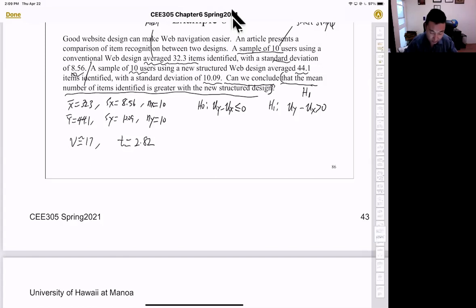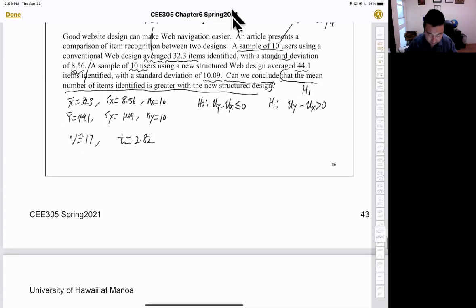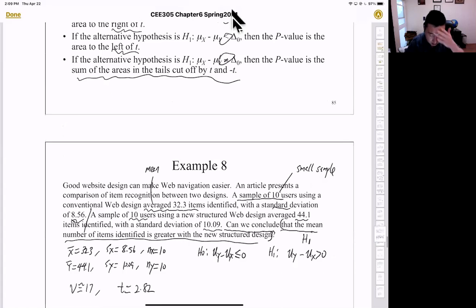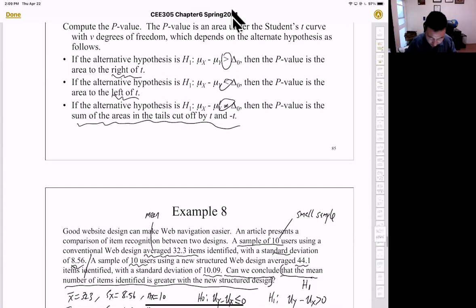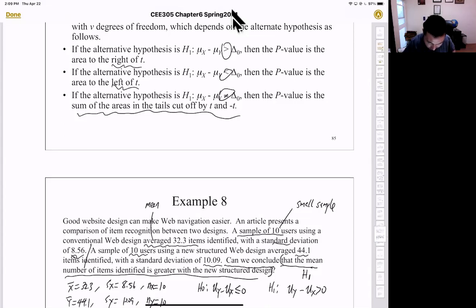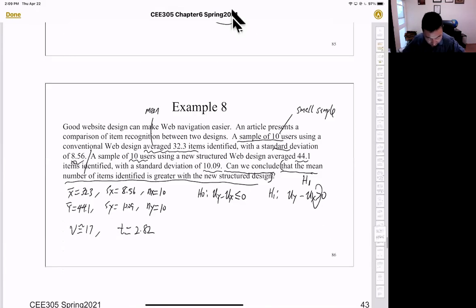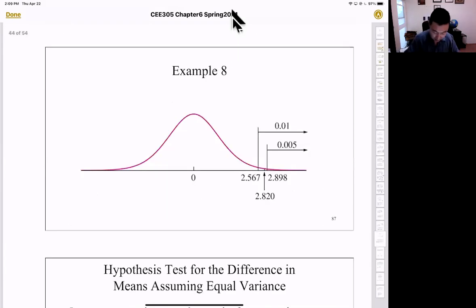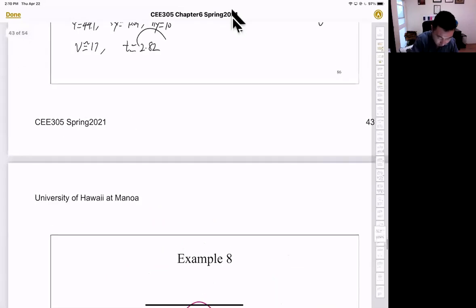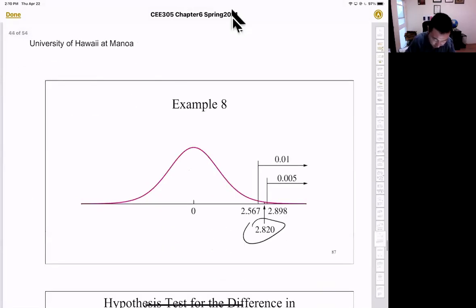And then we find the p-value. So the p-value depends on how H1 is asked. H1 here is mu y minus mu x larger than 0. For larger than 0, that's the first case here. The p-value is the area to the right of t. So the t-score is 2.82. For Student's t-distribution, it doesn't give us exactly the p-value, but it gives us a range.